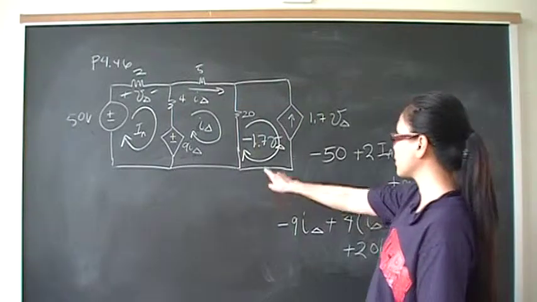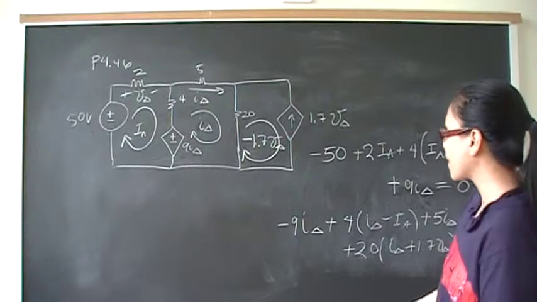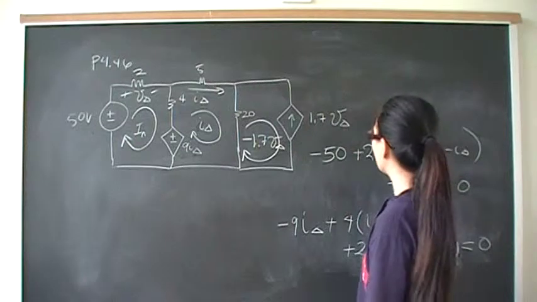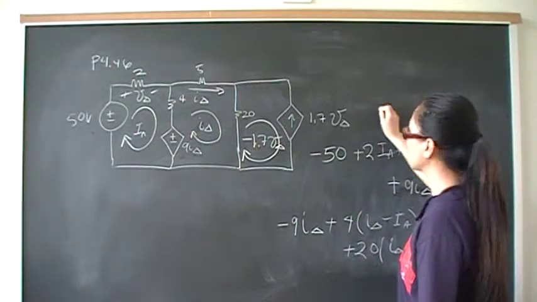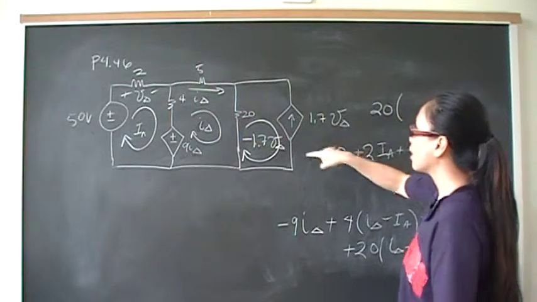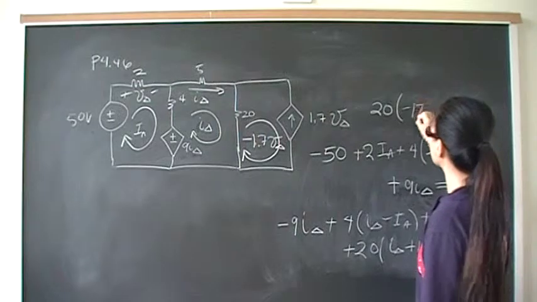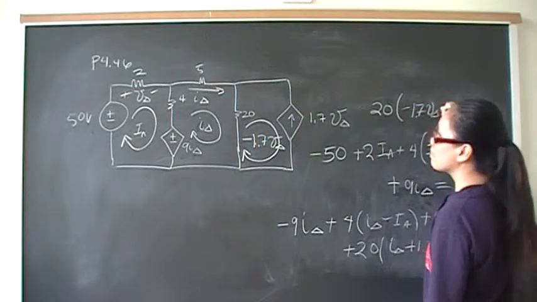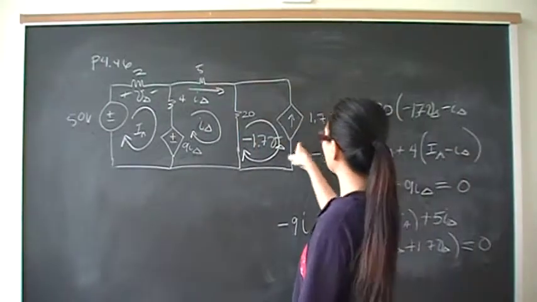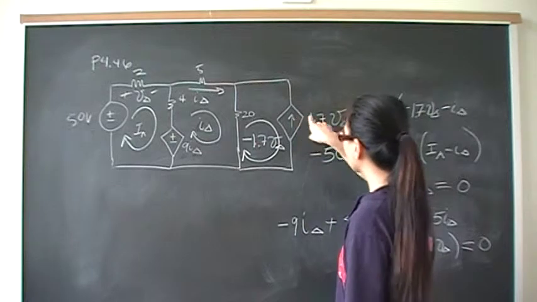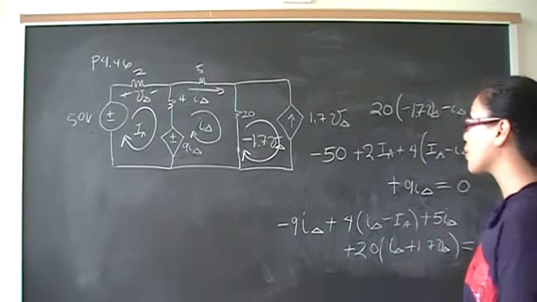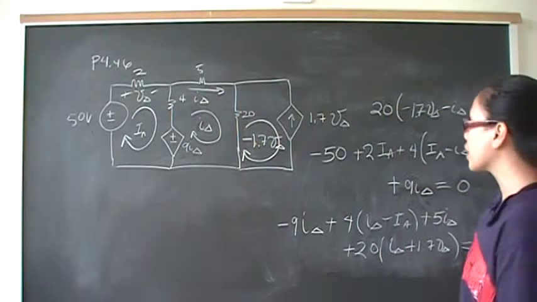Okay, so my third equation is going to be from this mesh here. So I'm going to write my third equation here. The first voltage drop is across the 20 ohm resistor, and that's going to be 20 times a net current of negative 1.7 V delta minus I delta. And now we're going to add this voltage drop. This voltage controlled dependent current source has some voltage drop associated with it, and we don't know what it is. So we're going to call it Vx.